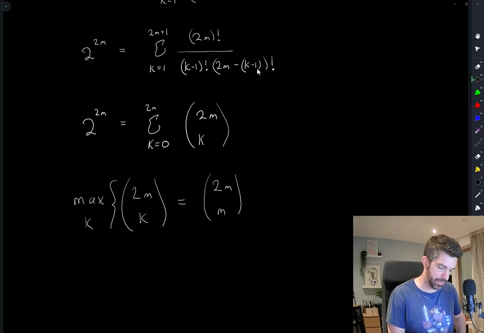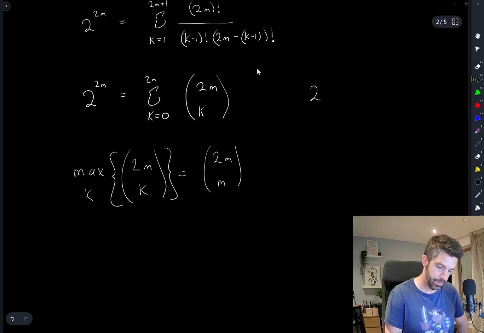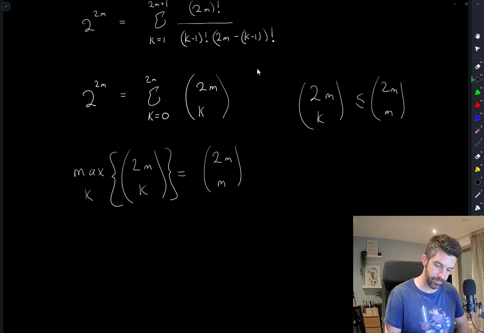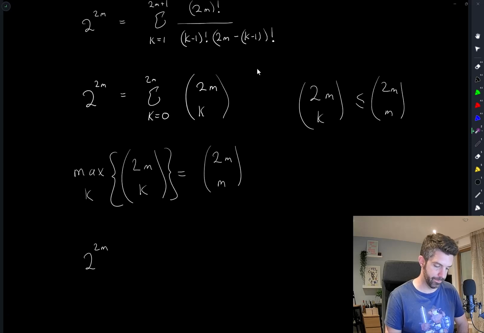The maximum value of one of these combinatorial coefficients happens when the bottom number is half of the top number. Okay, so this shows that 2m choose k is less than or equal to 2m choose m, and it's a strict inequality except when k is equal to m. So this means 2 to the 2m. What I'm going to do here is replace this with something bigger.